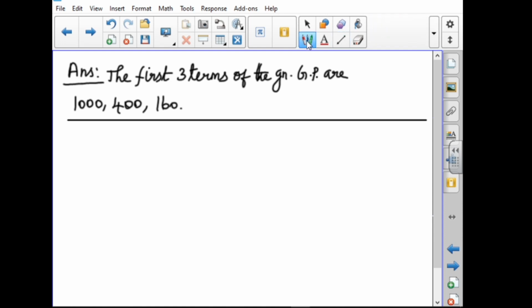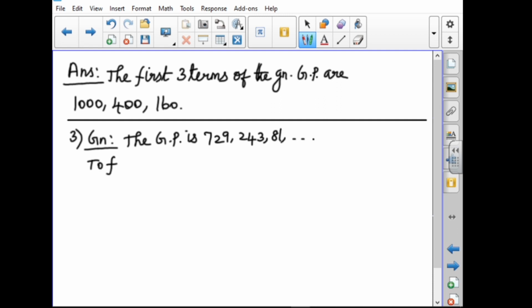Now third one. Third question. In a GP 729, 243, 81, find T7. So the given GP is 729, 243, 81, etc. While reading the question, find out whether it is GP or AP. If it is not given, find the difference and common ratio for the given terms. To find T7.